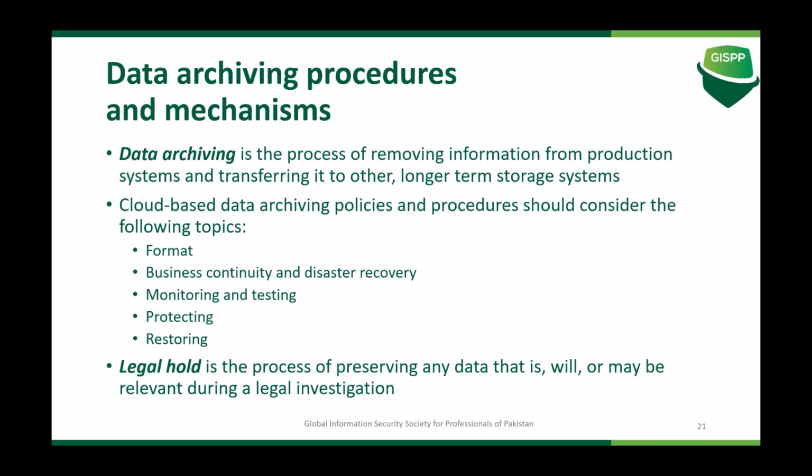Data archiving procedures and mechanisms. Archiving is a process of removing information from production systems and transferring it to other long-term storage systems. We talked about this when we looked at data archival: basically moving our data from a high-speed tier to a slow-speed tier for storage. Cloud-based data archiving policies and procedures should consider the following topics. Those are the format of the data, how the data is being stored.